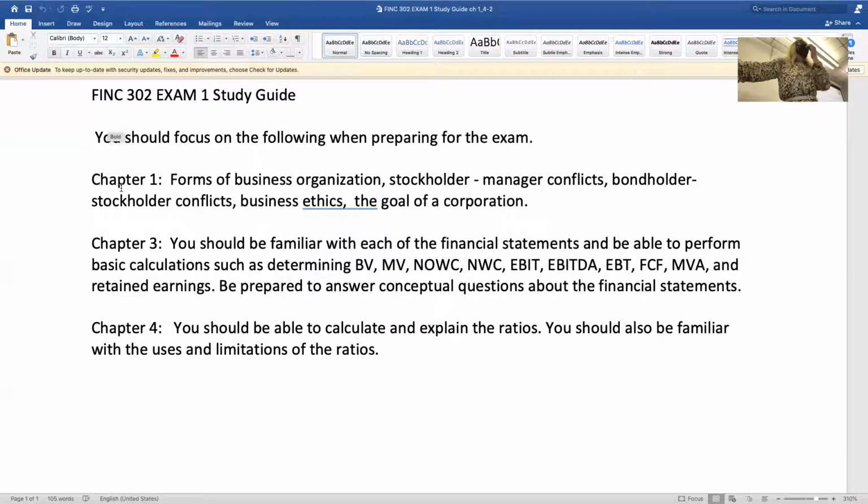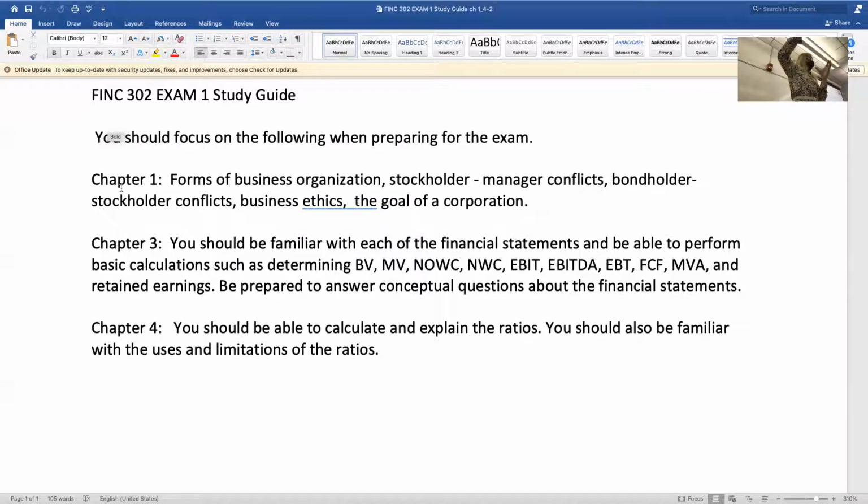If you ask somebody on the street, what's the goal of a corporation? They'd probably say to make a profit. But the goal of a corporation is to maximize shareholder wealth, because who are the owners of the company? The shareholders, right? The shareholders are the owners of the company, and their goal is to increase their wealth. They want to make as much money as they can from their investment. So the goal of a corporation is to maximize shareholder wealth.